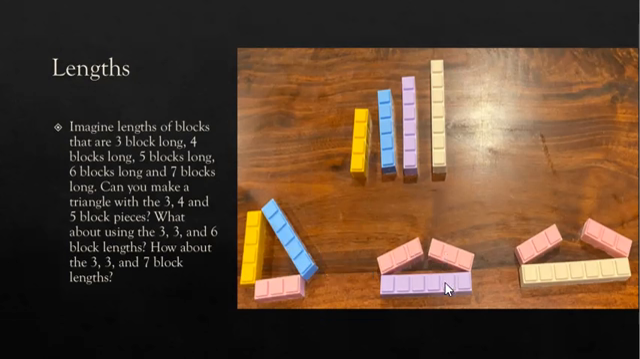How about the 3, the 3, and the 6? Looks like we may have a gap there. I'm not sure that it would make a triangle. And the 3, the 3, and the 7, that one definitely won't come together to make a triangle. So let's investigate exactly what is needed.